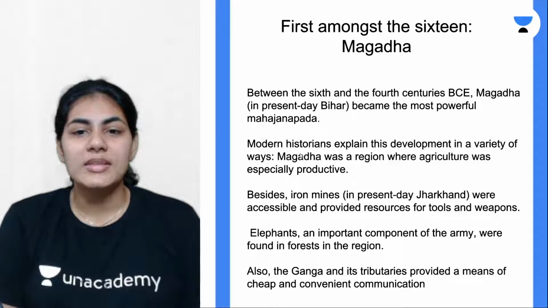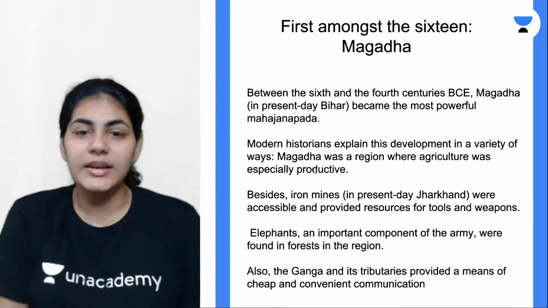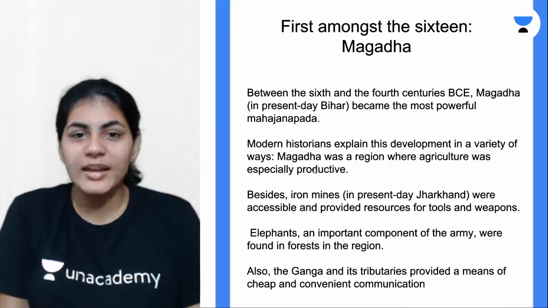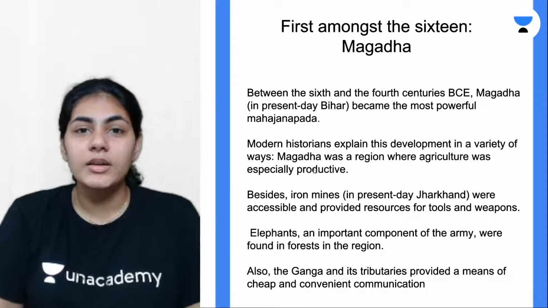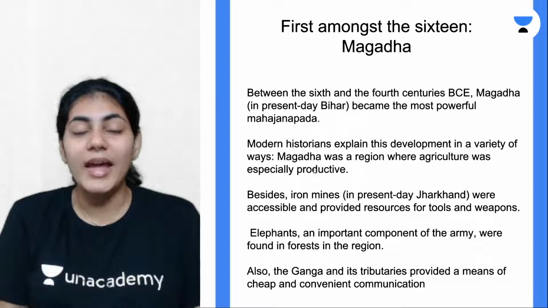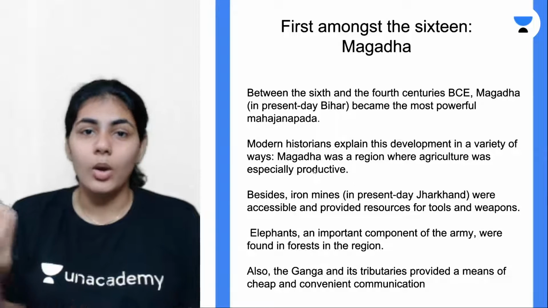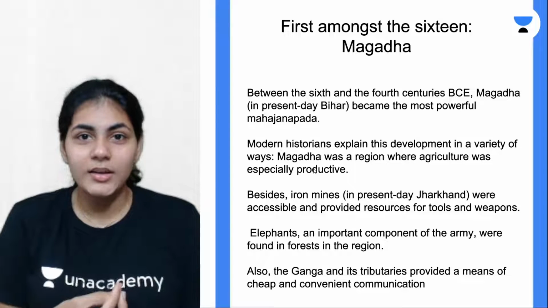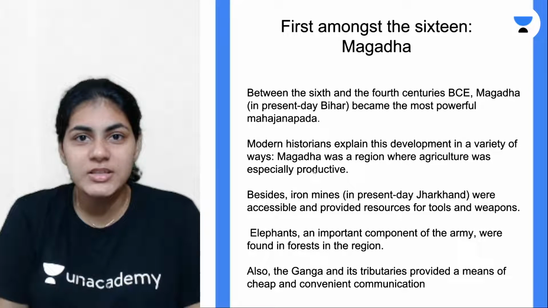Number one is Magadha was a region where agriculture was especially productive. Look at how so many sources are interlinked here. So what happens when agriculture is productive? What is the link between more agriculture and the kingdom becoming powerful? If there is so much agricultural productivity happening, so many taxes can be collected by the king, right? So obviously when the taxes are being collected, they can maintain huge armies because they have enough money to pay all the soldiers.